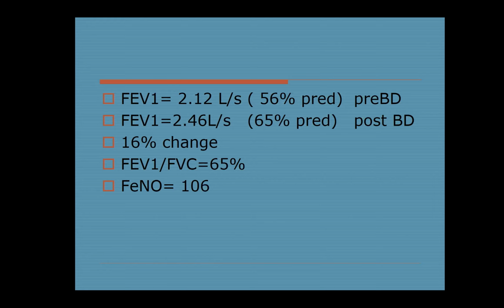And her FeNO is a whopping 106. If you remember, we talked about FeNO: 0 to 25 was normal, 25 to 50 was indeterminate, and over 50 was high. So hers is like very high. So would you do any additional testing to further evaluate her? What would you think you'd want to do?